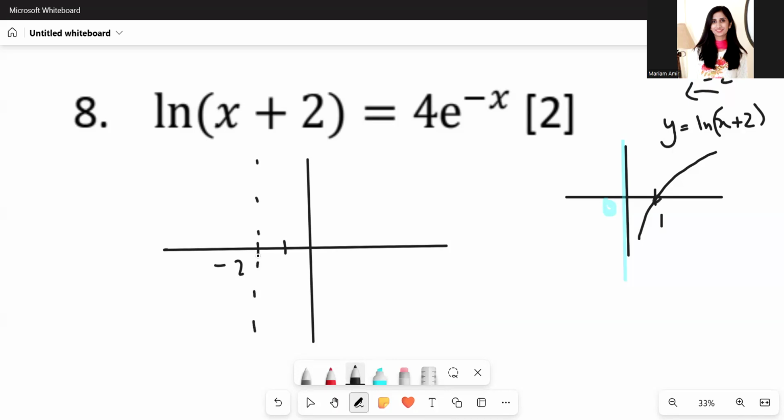And earlier, the x-intercept was at 1. Subtract 2 from it, it lands on -1. And our sketch would be something like this.